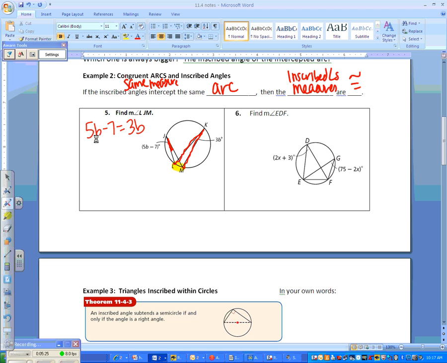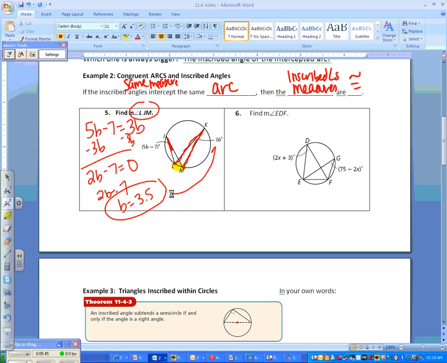So I would subtract the 3b, and you get 2b minus 7 equals 0, because 3b minus 3b is 0. Add 7, and I'd get 2b equals 7, and b equals 3.5. And we're not done, because it wants to find the angle. Since they're congruent, it really doesn't matter which one you plug it into. I'm going to plug it into this one because I think it's easier.